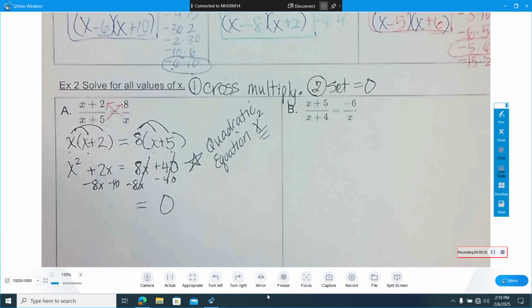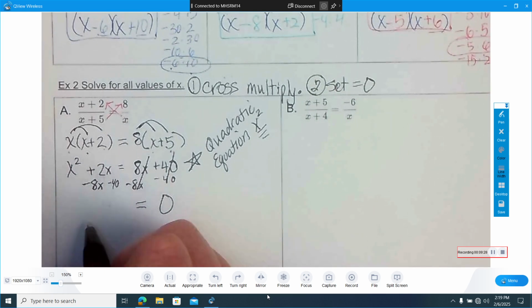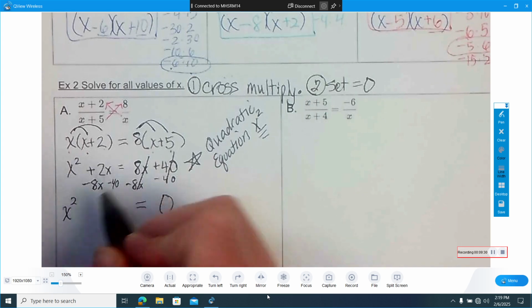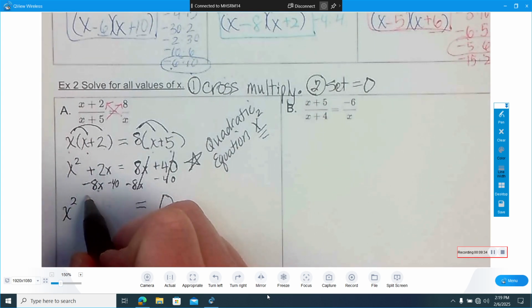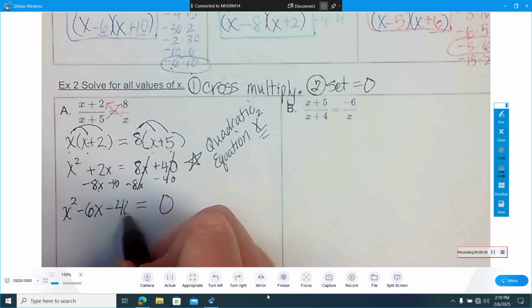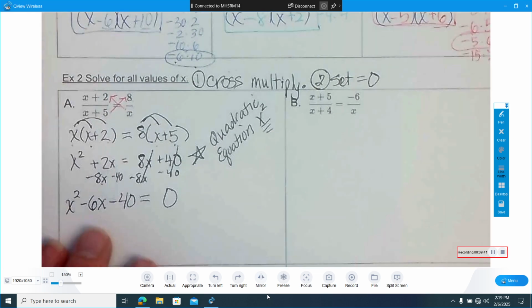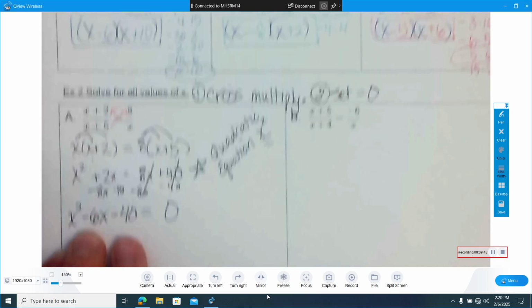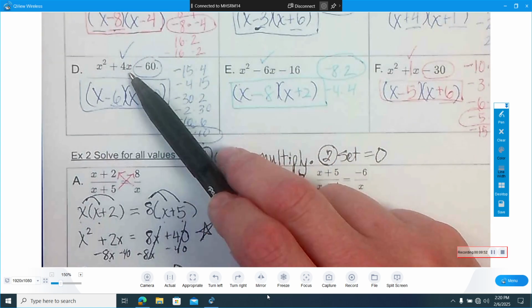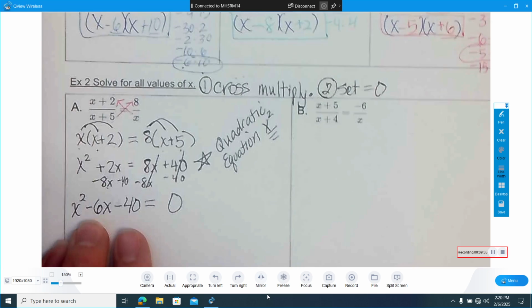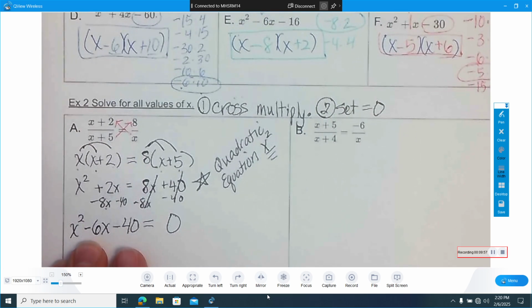So would you want to, like, square root everything? No. So we have x squared, 2x, and a negative 8x is? Negative 6x. Minus 40. Now, guys, this looks very much like what we were just doing up above, where we have an x squared term and an x term and a plain old number.